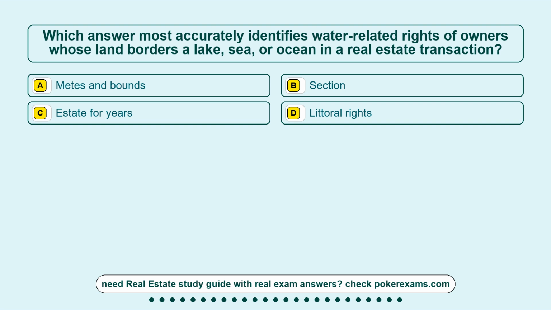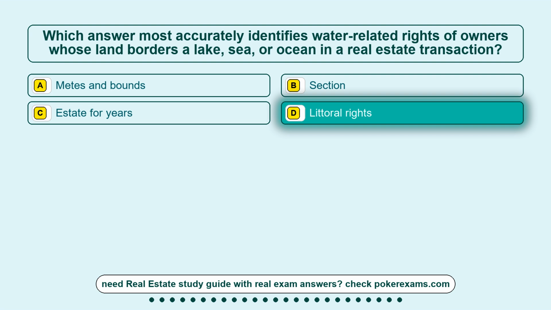Option A, metes and bounds. Option B, section. Option C, estate for years. Option D, littoral rights. The correct answer is option D, littoral rights.